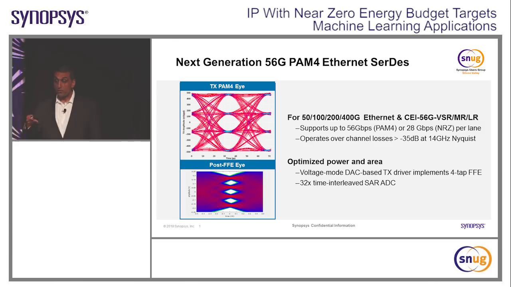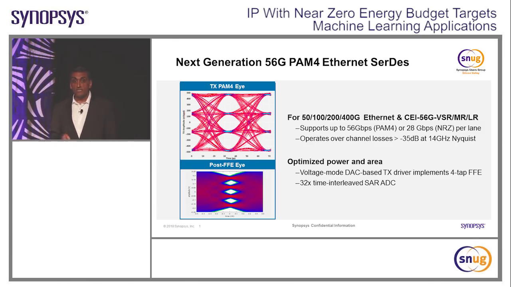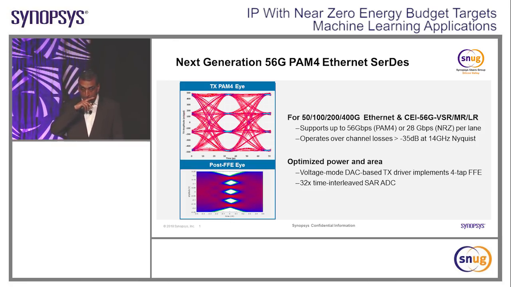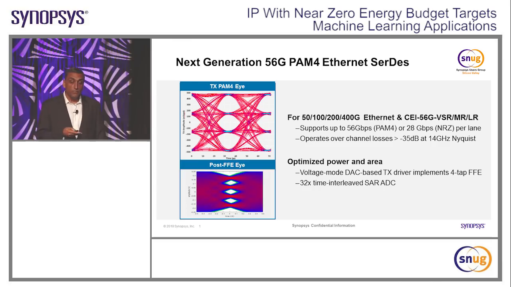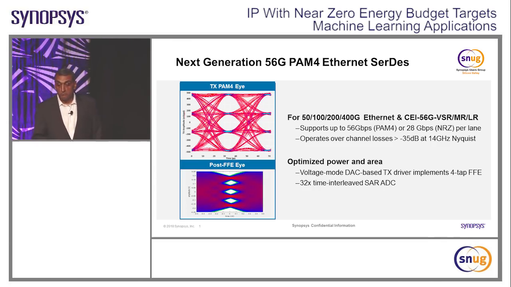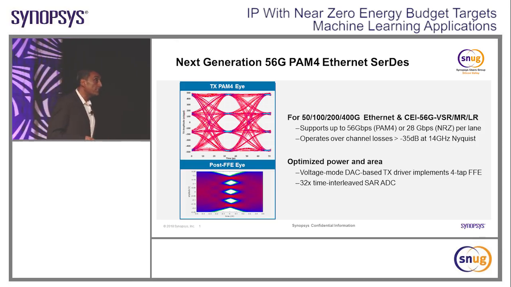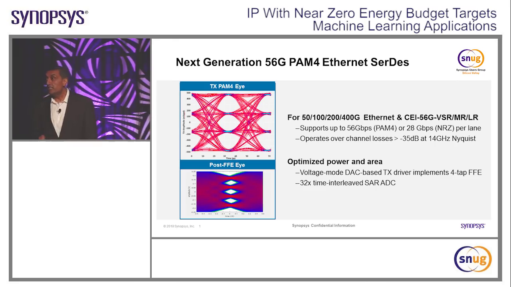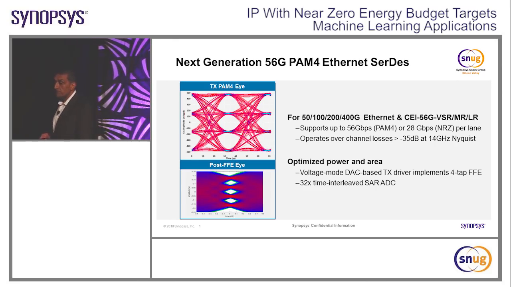It supports long reach, supports very, very lossy channels, up to 35 dBs at 14 gigahertz Nyquist. It's using a voltage mode design on the transmitter to save on power consumption. Also, this is using an analog front end with 32 time interleaved successive approximation data converters.